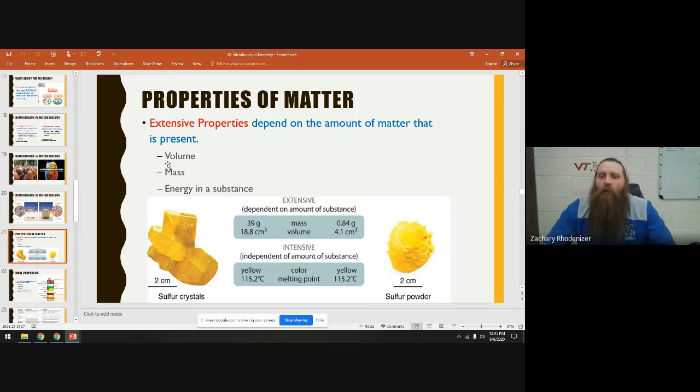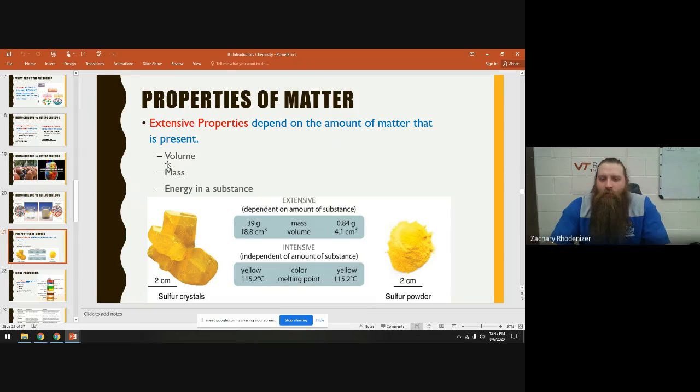Extensive properties depend on the amount of matter that's present, okay? The volume, the mass, the energy, and the substance, these things all depend on how much matter is there. So if I have 40 grams, that's a mass, I must have more than if I have 2 grams, right? Because I'm measuring how much mass is there. It depends on the stuff.